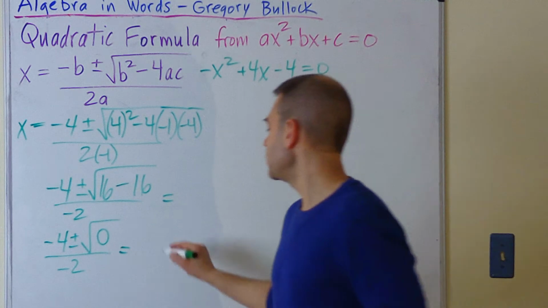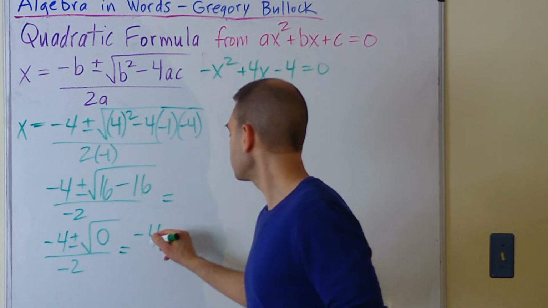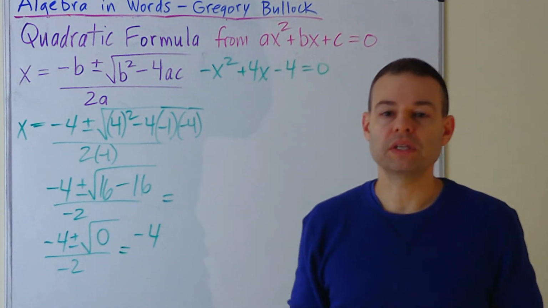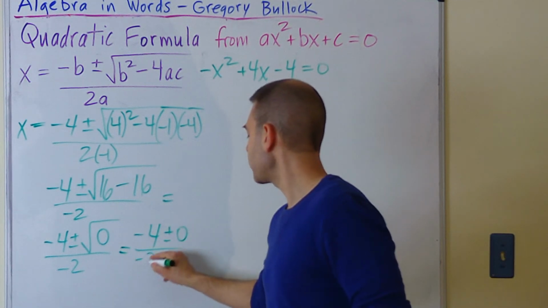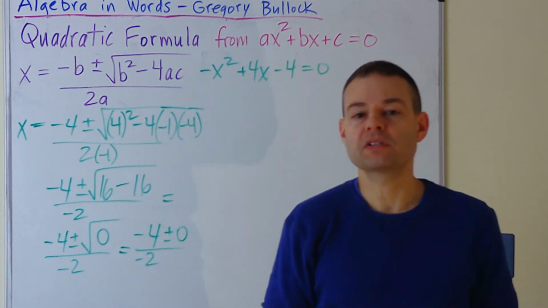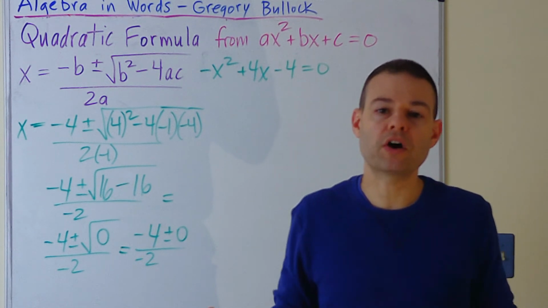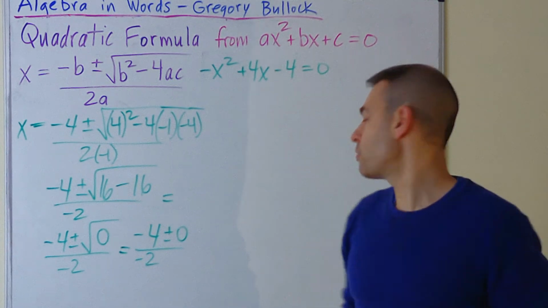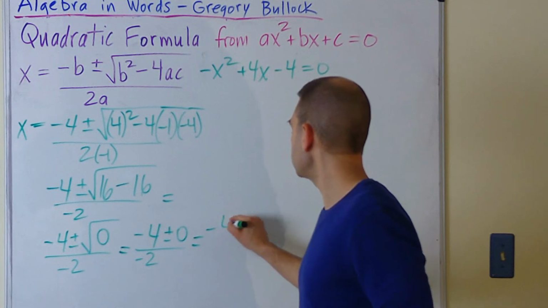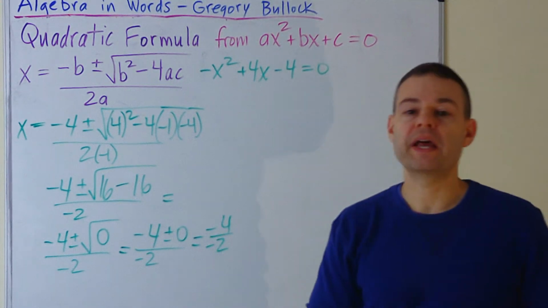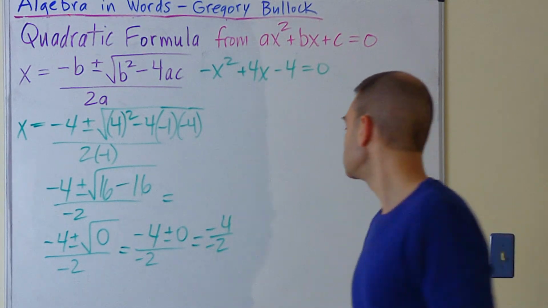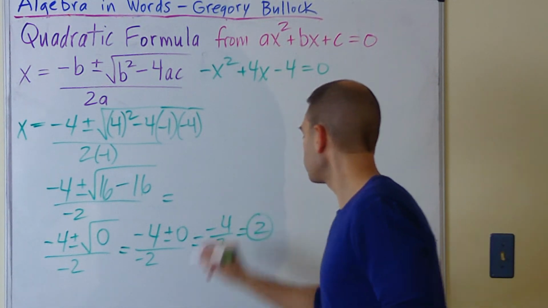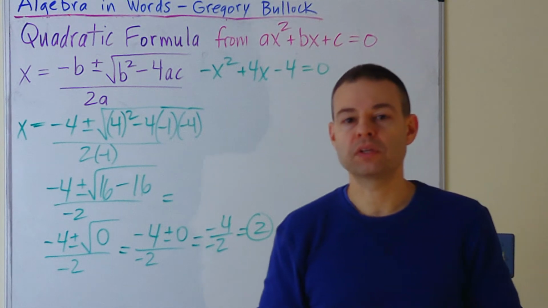Okay, so rewrite the negative 4, but the square root of 0 is 0. And that's over negative 2. So when something's plus or minus 0, you just leave that off because you normally don't write that. So therefore, you're just left with negative 4 over negative 2, and negative 4 over negative 2 reduces to 2. And in that case, that's the only solution.